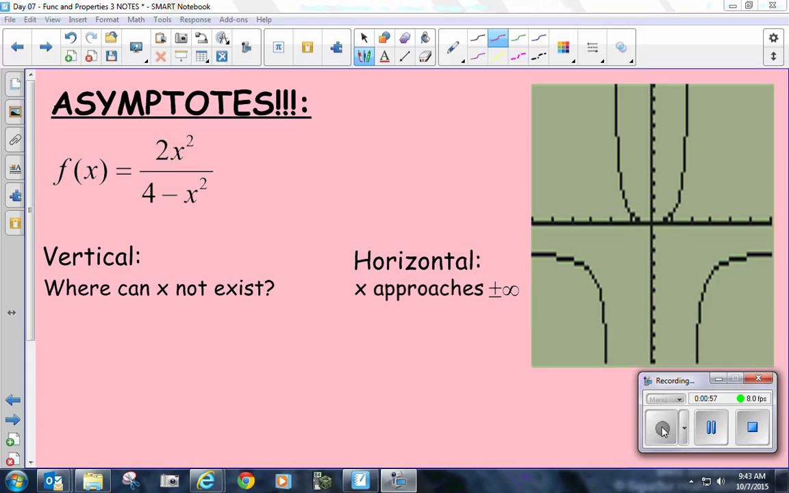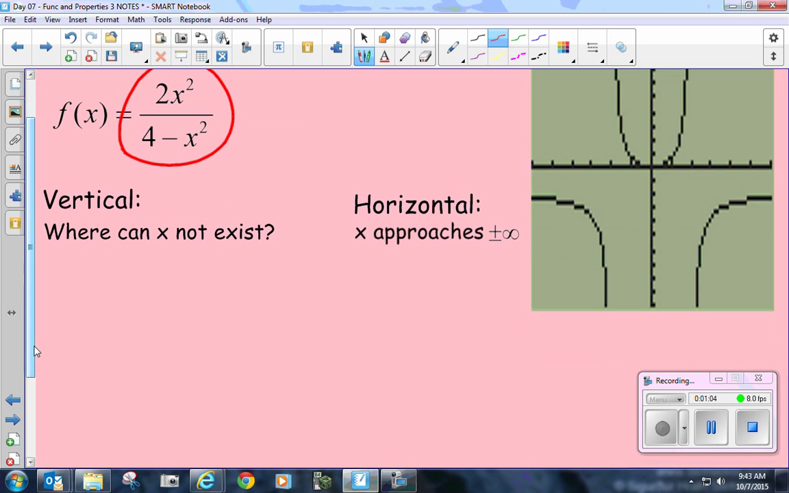If they give me this function right here, f of x is 2x squared over 4 minus x squared. Well, in order to find vertical asymptotes, all we got to do is figure out where x cannot exist. So when I have 2x squared over 4 minus x squared, what values of x make that undefined? Anyone? 2. There's another one. Okay. 2 and negative 2. First of all, what makes a fraction undefined? 0. The denominator cannot be 0.